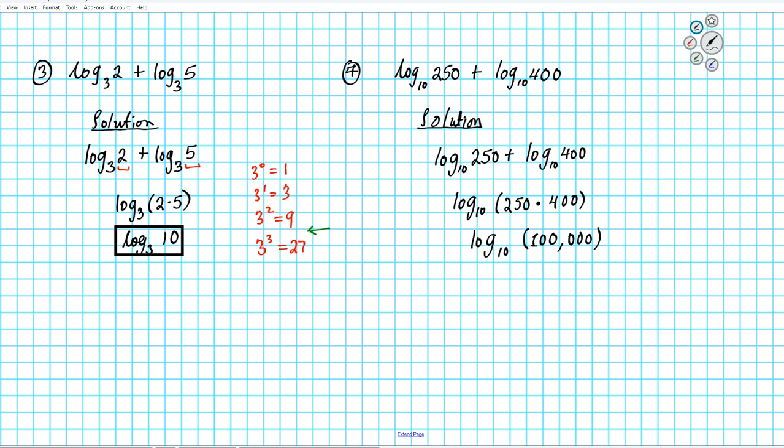So can you write 100,000 as a power of 10? Absolutely. You just look at the number of zeros. You have 5 zeros, so 100,000 is 10 to the 5th power. And then using the inverse property of log, since the base of the log and the exponent match, we can just cancel that out. And we'll have our final answer of 5. So there goes the answer to question number 4.